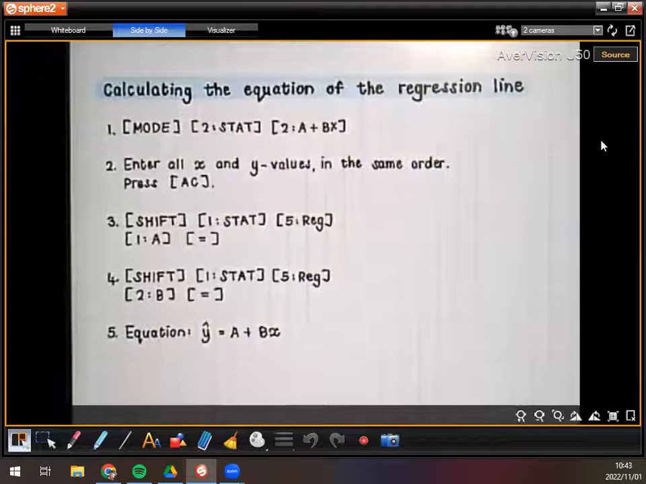Calculating the equation of the regression line. You should have notes that I had from yesterday, the second part. It was line of best fit and then regression line. So these are the steps for when you have to calculate that equation. And you didn't practice this for homework, so I'm going to give you a question or two on this to do in class now.